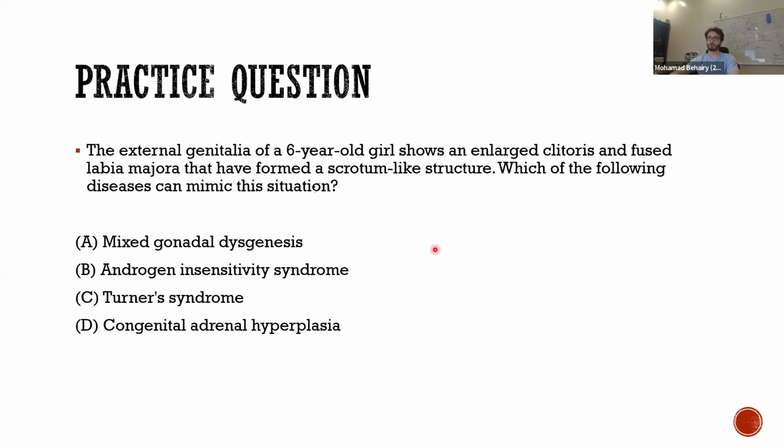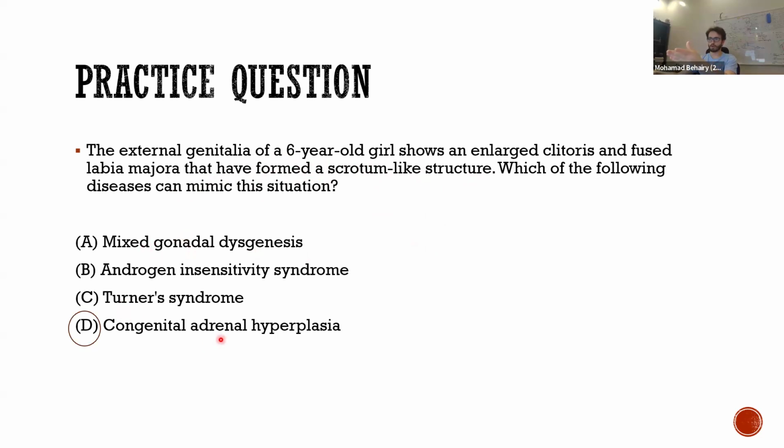Okay, moving on to the last question. The external genitalia of a 6-year-old girl shows an enlarged clitoris and fused labia majora that have formed a scrotum-like structure. Which of the following diseases can mimic this situation? In other words, it's telling you which of the following can cause a girl to form a scrotum. We talked about this. The answer would be D.